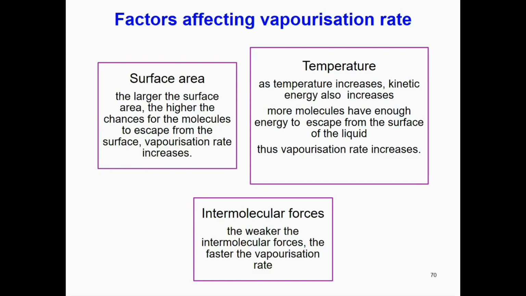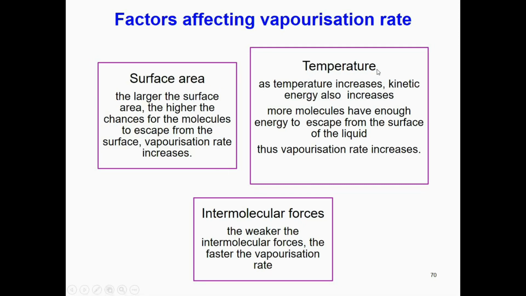So there are three factors that affect the vaporization rate, which are surface area, temperature, and intermolecular force. For surface area, the larger the surface area, the higher the chances for the molecules to escape from the surface. Therefore, vaporization rate will increase. So let's say we have a plate of water and a jar of water. Which one do you think will vaporize faster? Of course, the plate of water will vaporize faster since it has larger surface area.